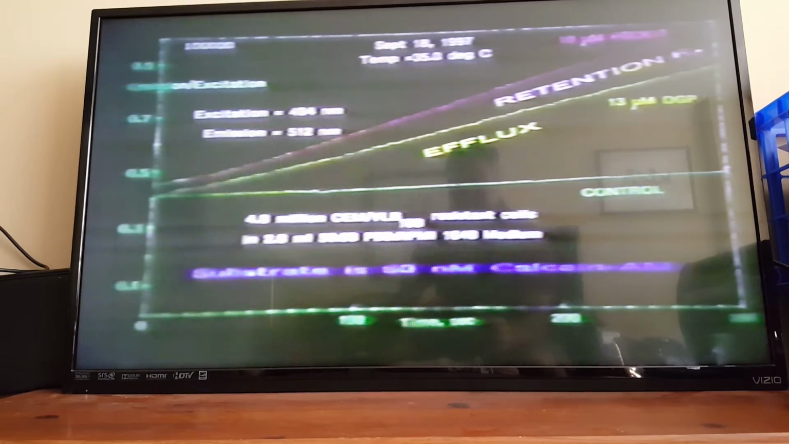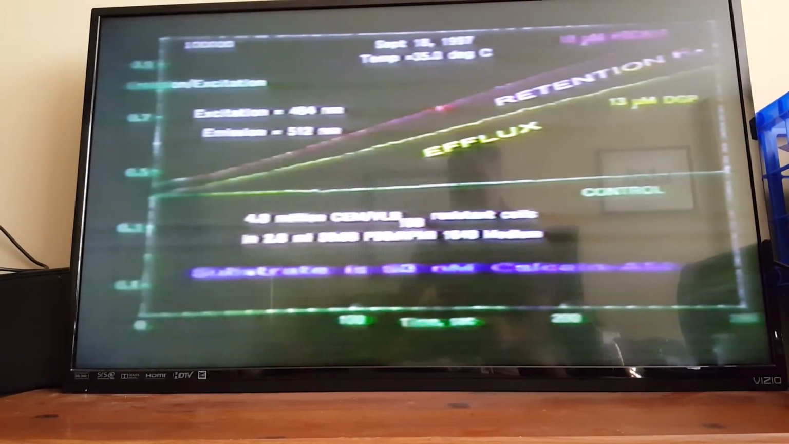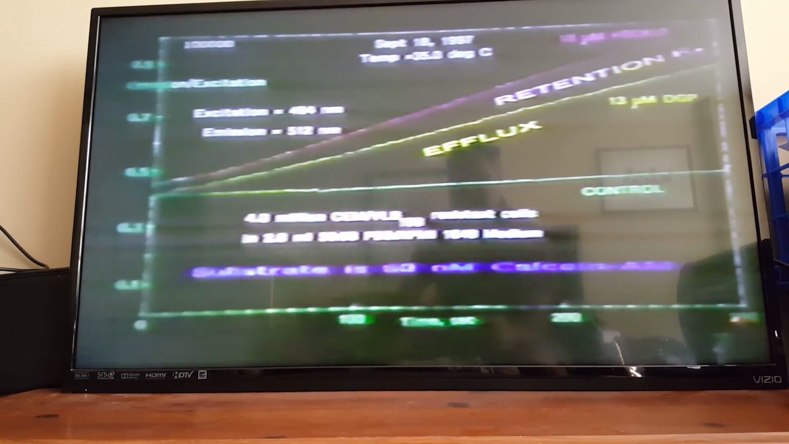So that's what the experiments look like. Here you can see the 2-second time points pretty well. You can see little dots. And this went over a scale of 280 seconds.